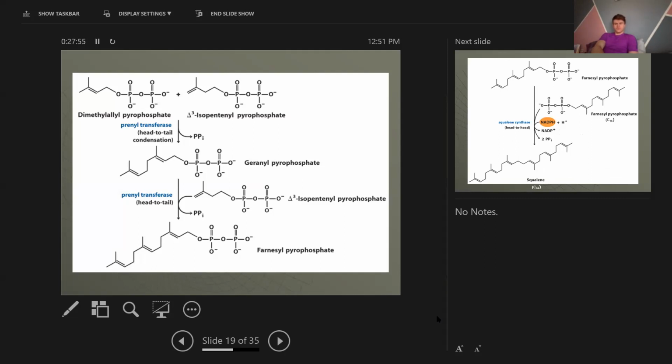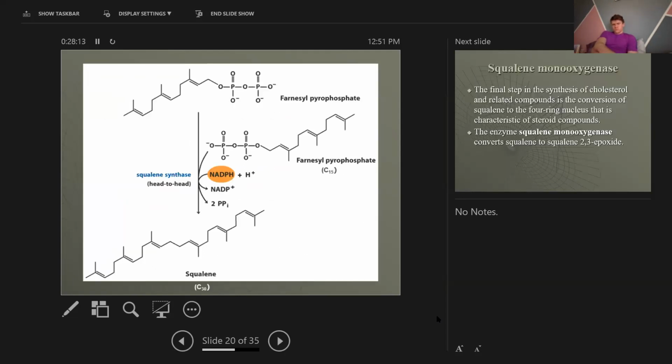Your next reaction is going to take these two farnesyl pyrophosphates and join them head to head to make a C30 molecule, displacing two pyrophosphates. That is squalene synthase. Squalene synthase. These enzymes are in the smooth ER, by the way.